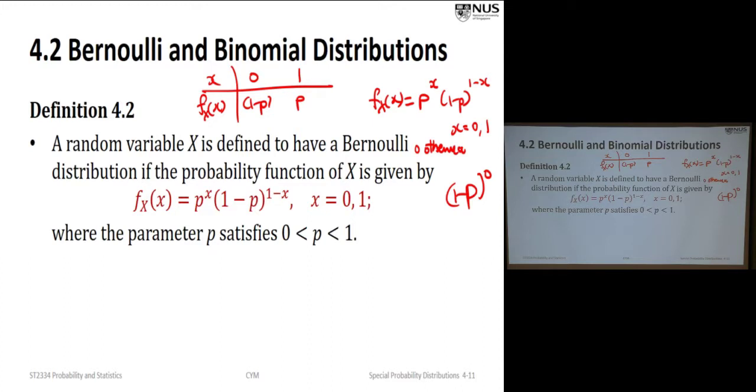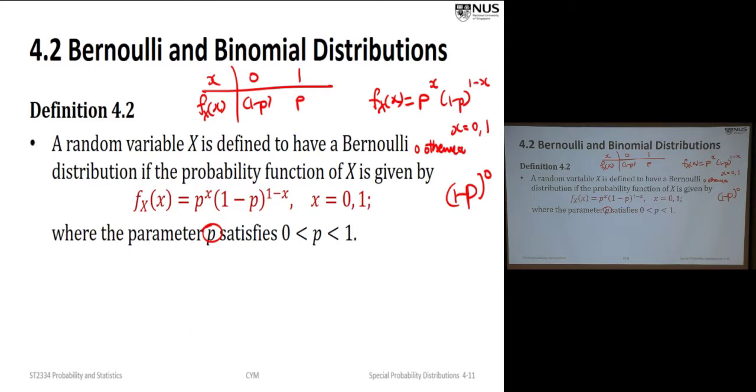But for a particular distribution, that means a particular P, there is only one distribution. And there are only two values, 0 and 1, for X. So this P is a constant. Do we know this P? In general, we don't know. Later on, when we talk about statistical inference, we try to collect some data and try to infer what the P value is.